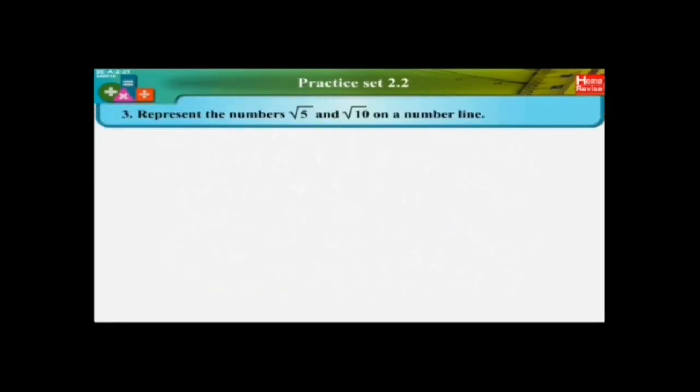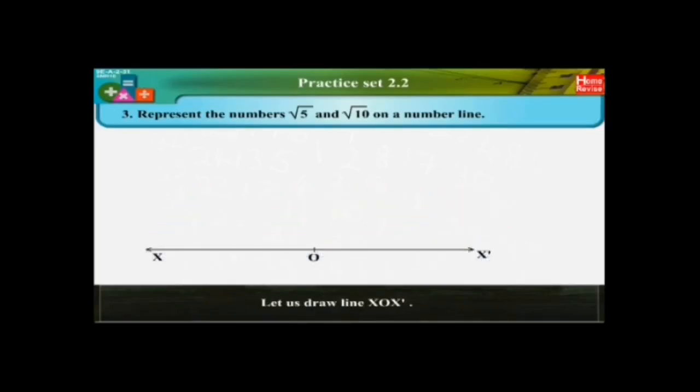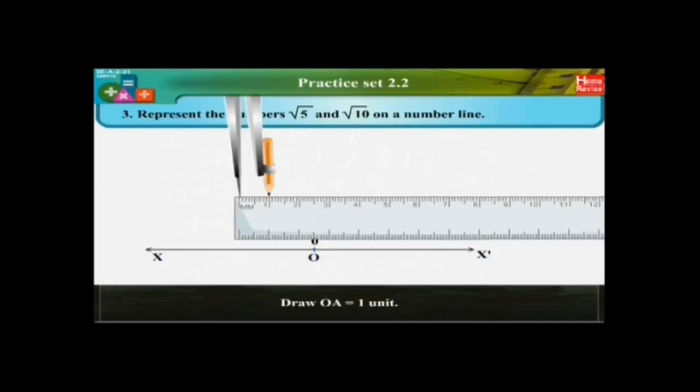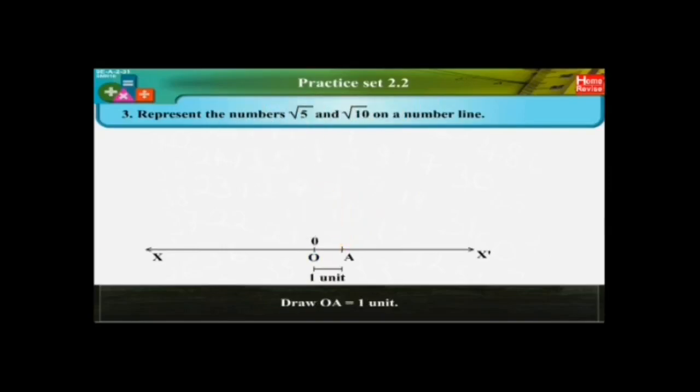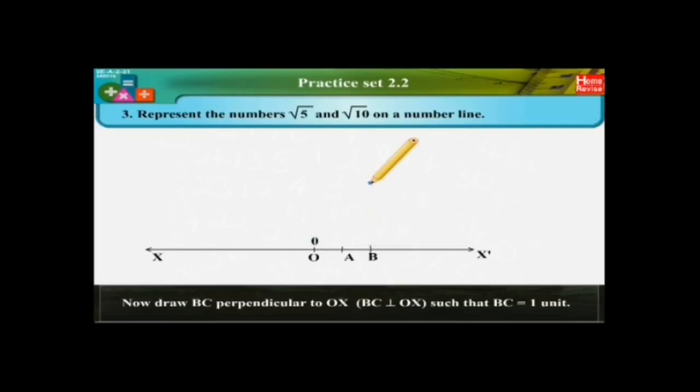Represent the numbers root 5 and root 10 on a number line. First, let us show root 5 on the number line. Let us draw line X'OX. O represents 0. Draw OA equal to 1 unit. AB is equal to 1 unit. So note that OB is equal to 2 units. Now draw BC perpendicular to OX such that BC is equal to 1 unit.